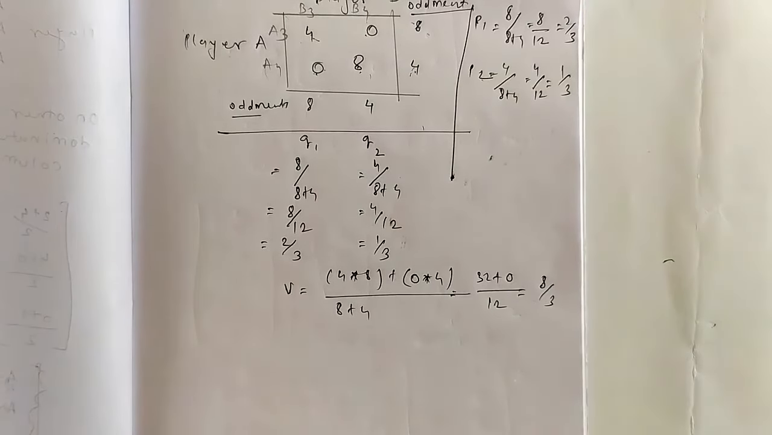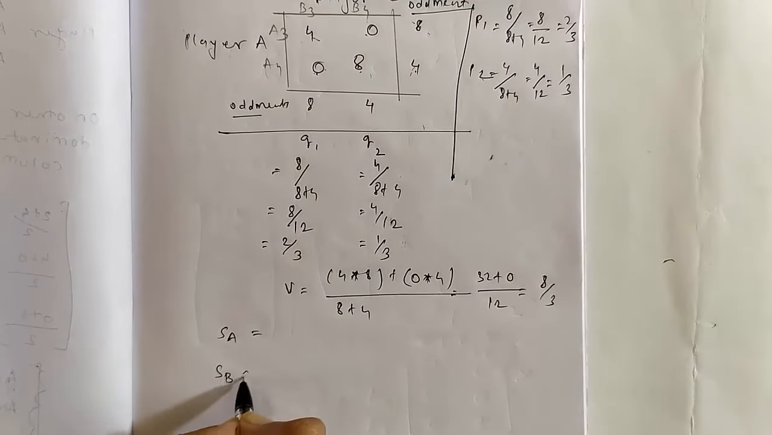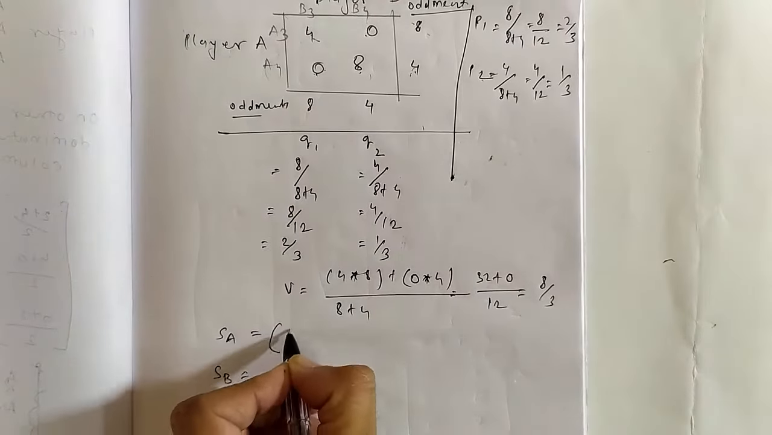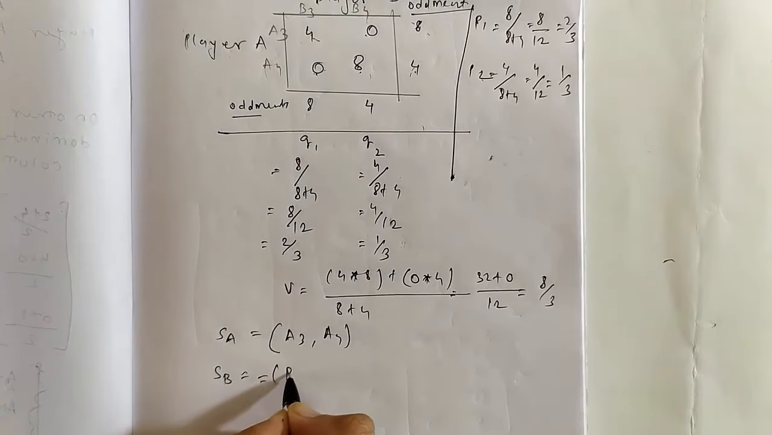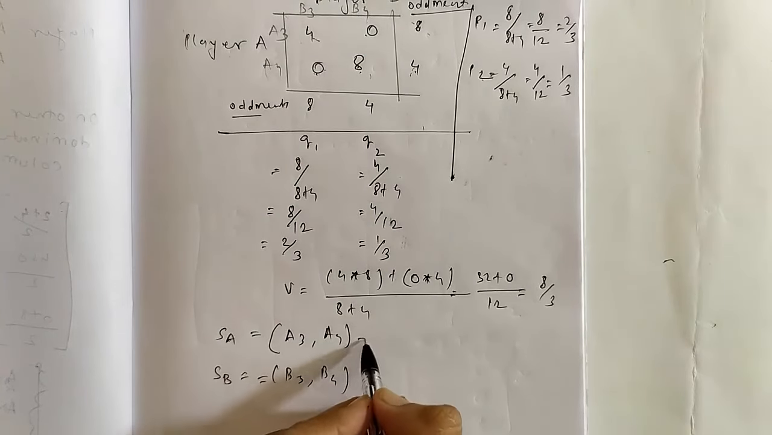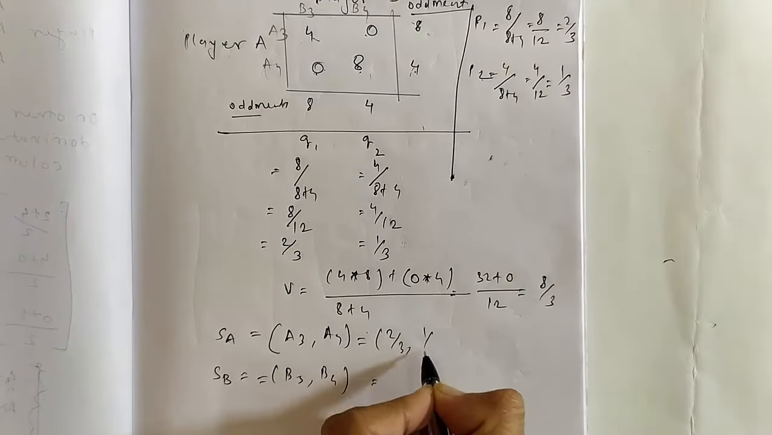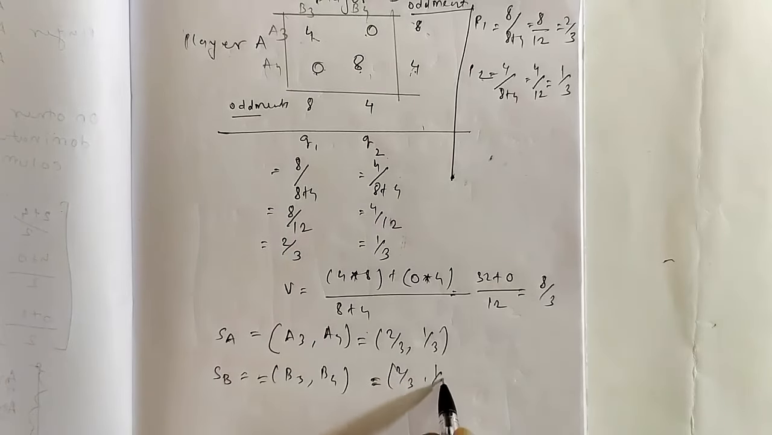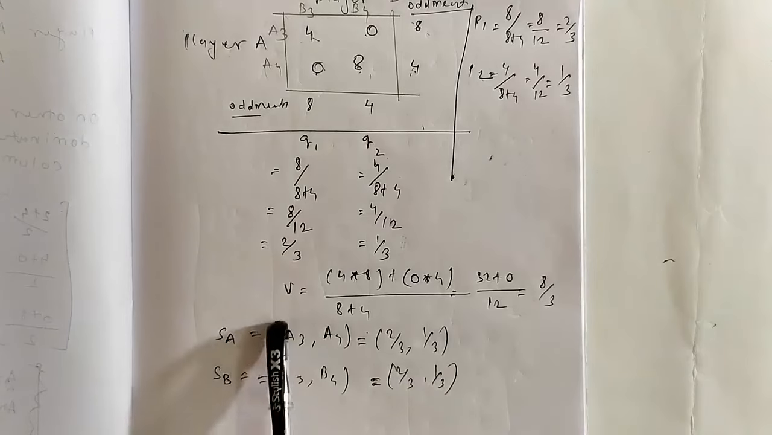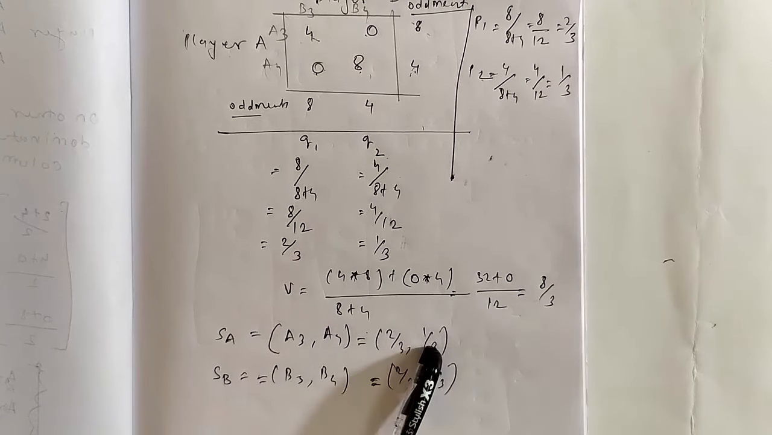Now we will write down the optimal strategy for player A and optimal strategy for player B. Here SA is equal to A3 and A4 and SB is equal to B3 and B4. Here means our P1 and P2 and Q1 and Q2. P1 and P2 is 2 by 3 and 1 by 3 and Q1 and Q2 is equal to 2 by 3 and 1 by 3. Therefore, our final answer is game value is equal to 8 by 3. Optimal strategy for player A is 2 by 3 and 1 by 3 and optimal strategy for player B is 2 by 3 and 1 by 3.